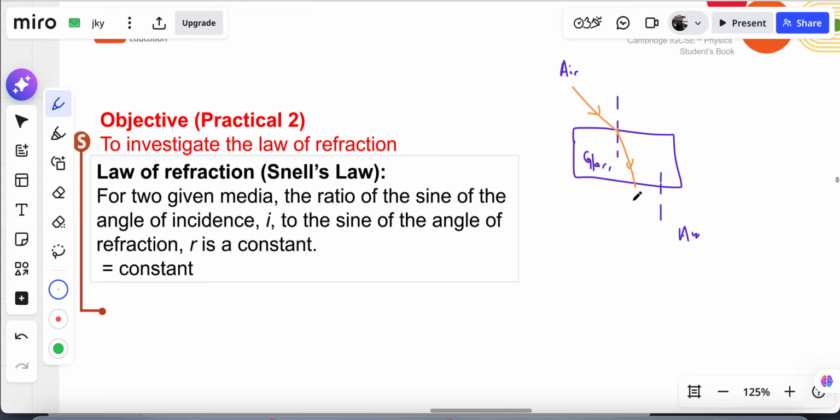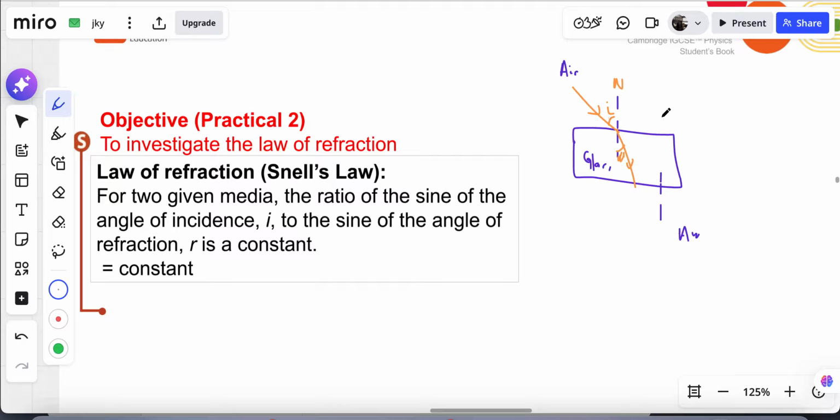This is where we should have put our normal. So it will bend towards the normal. This angle is called the angle of refraction, r prime. The angle between the incident ray and the normal is called the angle of incidence, angle i.